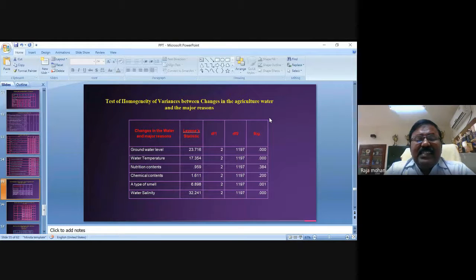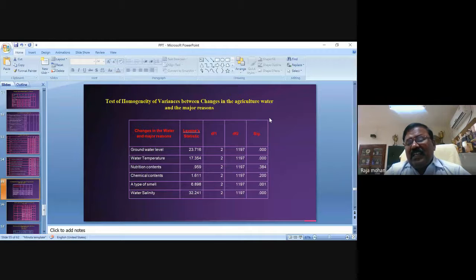Here, the changes in the agriculture and major reasons they gave us: groundwater level, water temperature, nutrition content, chemical content, and a type of smell. You can remember these things. The test gives the value, the degrees of freedom, DF1 and DF2. Finally, we can say whether it is significant or not.